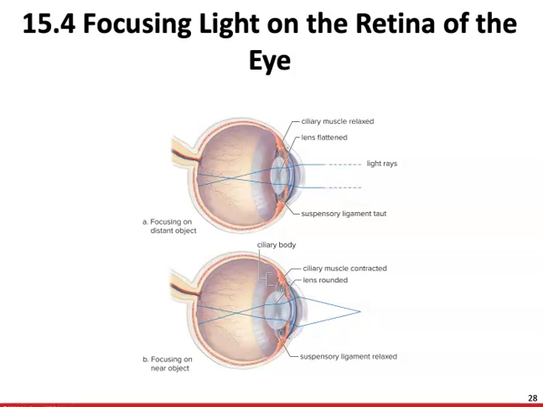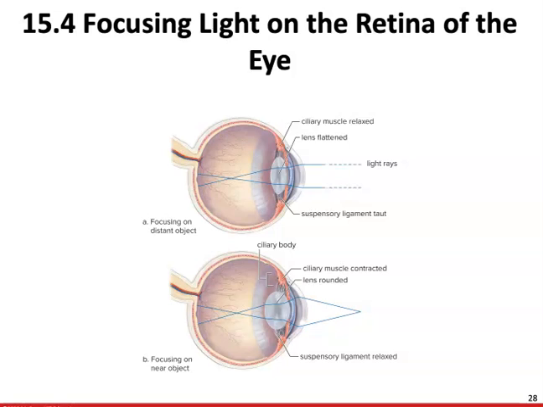All right, so I do want to talk just briefly on focusing the light on the retina of the eye. So things like close vision, visual accommodation for close vision. The lens is going to change its shape to focus onto the retina. The shape of the lens is going to be controlled, like we said, by the ciliary muscle within the ciliary body.